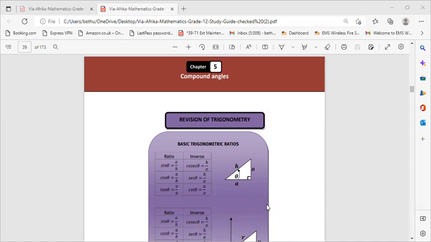Today, I will be taking you through the revision of trigonometry. Now, what I need from you is to grab a pen, paper, and your calculator. Let me give you a few minutes to organize yourself.